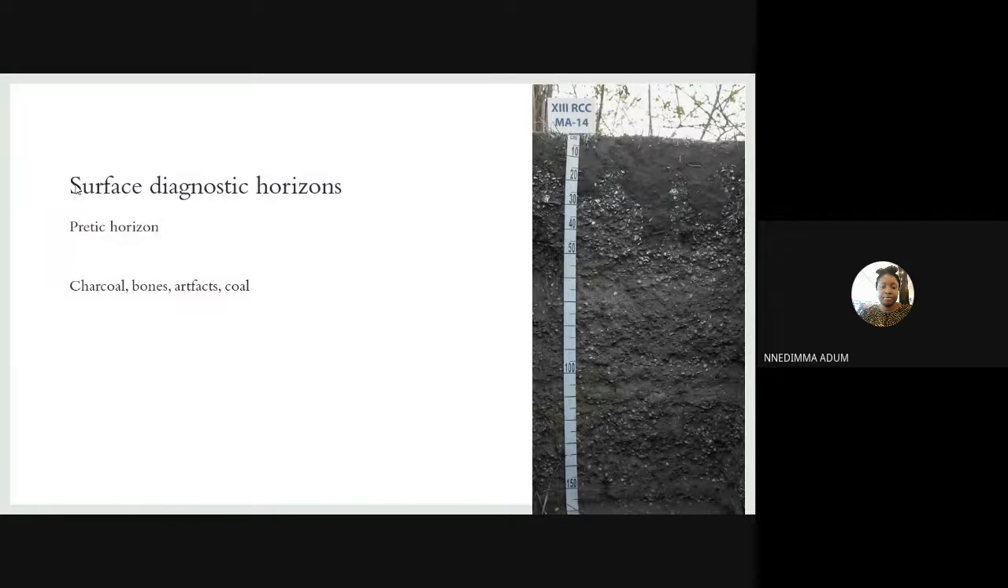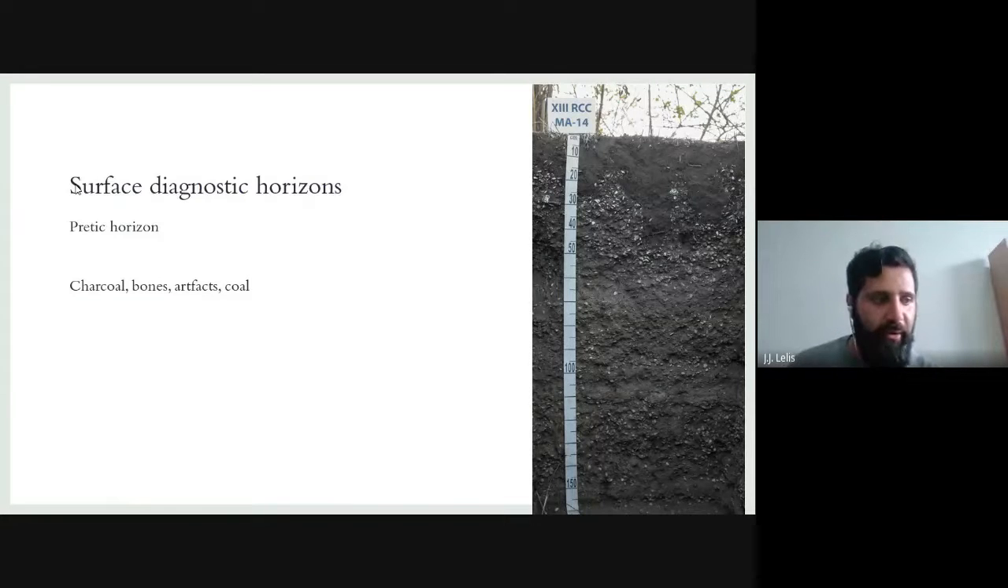Another surface horizon is the pratic horizon. And the pratic horizon is a very interesting surface diagnostic horizon. It's also formed by humans, but in this case, they are formed by ancient indigenous activity that increased charcoal content, bone content, artifacts, coal.